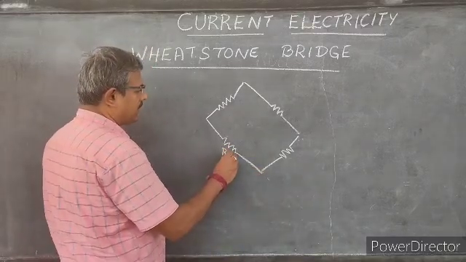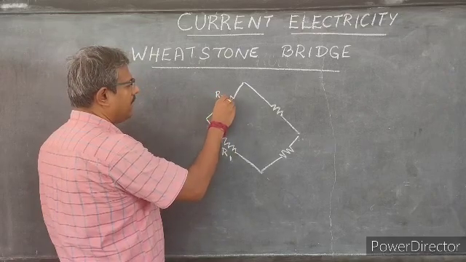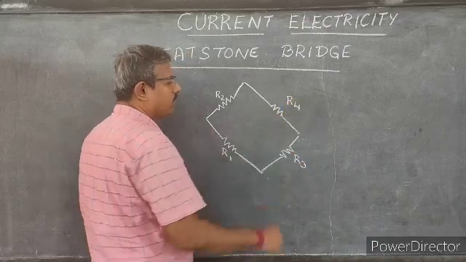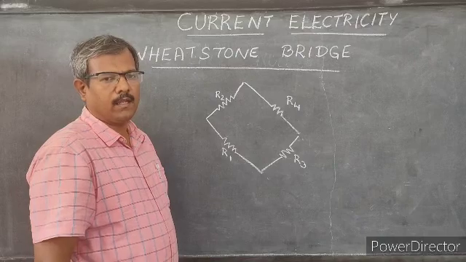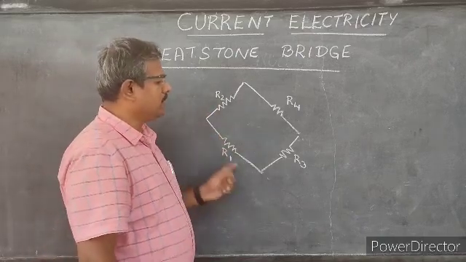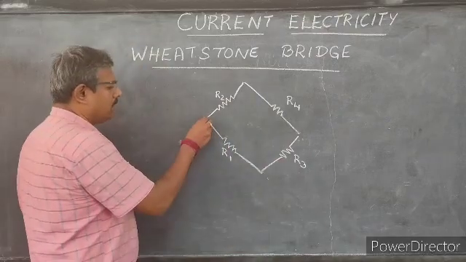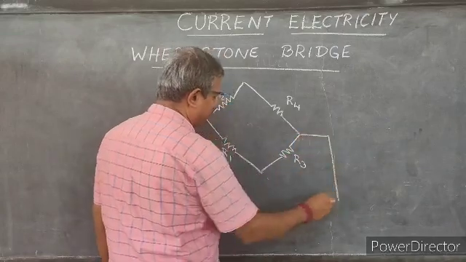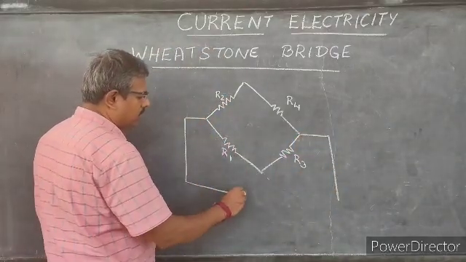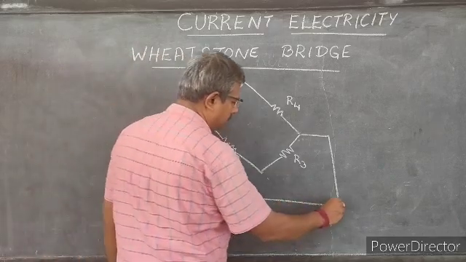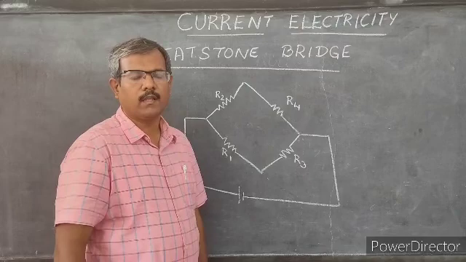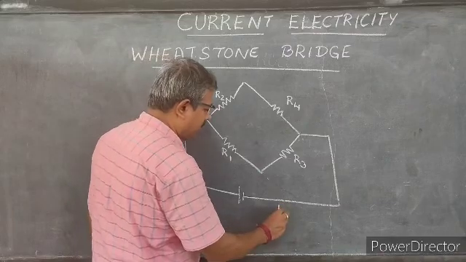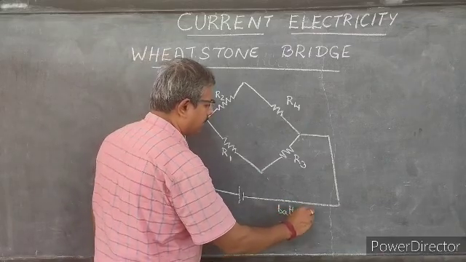So let's say this is resistance R1, this resistance R2, this resistance R3, and this resistance R4. Now these two paths for the flow of current are further connected to an external arm which is called the voltage arm or the battery arm. So this is called the battery arm.